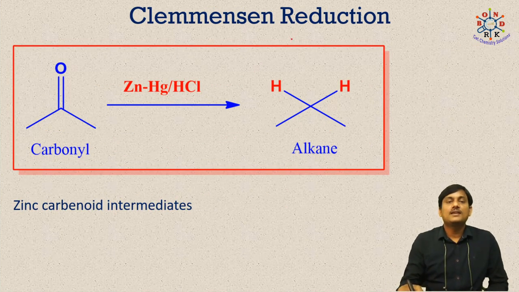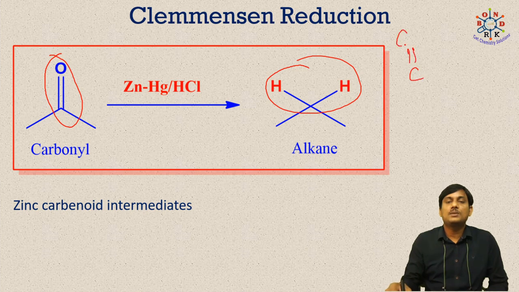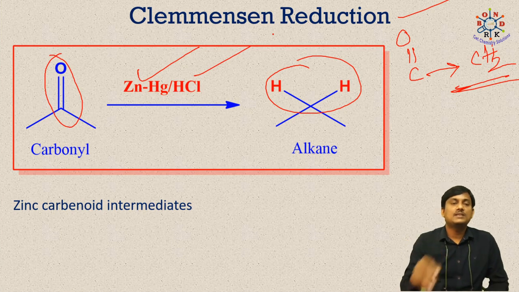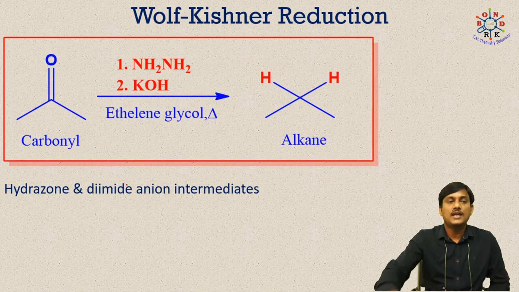Clemmensen reduction. Here the carbonyl group C=O will be converted into CH2. The reagent which is used in Clemmensen reduction is zinc amalgam dissolved in hydrogen chloride. This reaction is performed in acidic condition. Here there is a formation of an organometallic compound, that is, a zinc carbenoid intermediate will be formed in this mechanism. In this mechanism there are no free radicals.